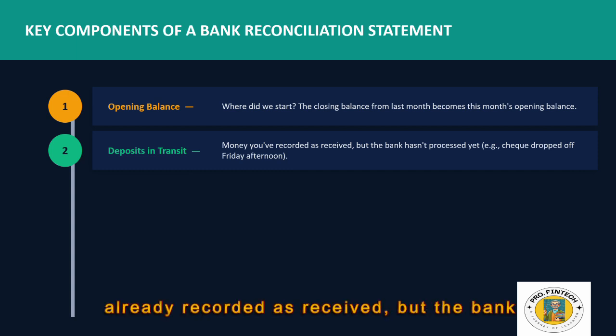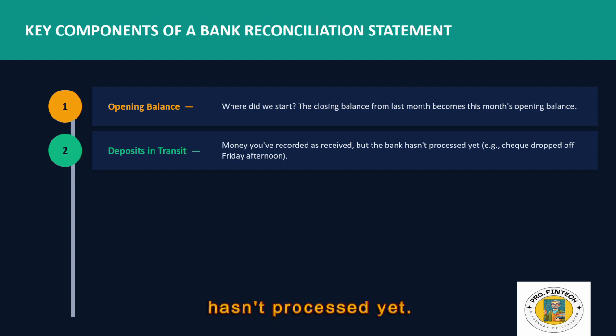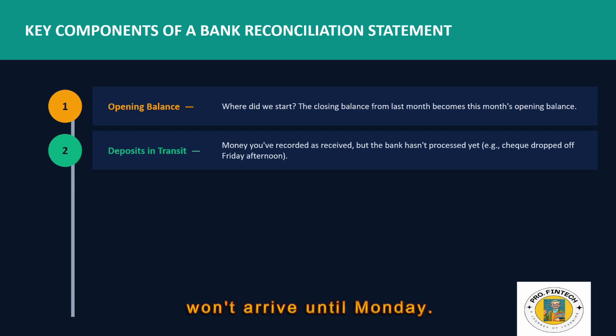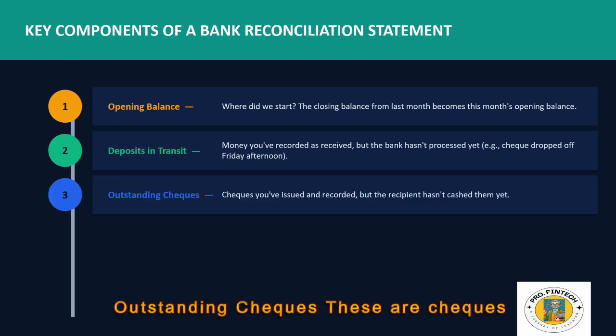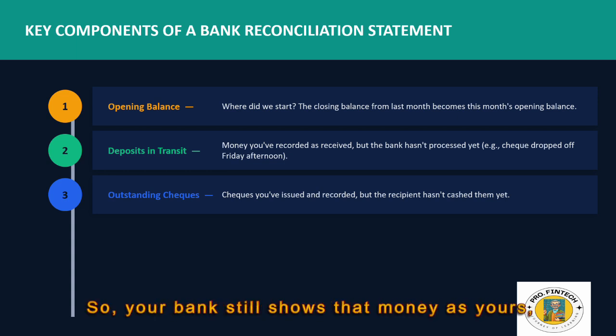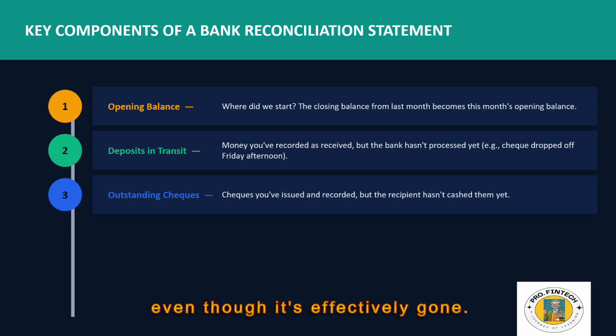Component two, deposits in transit. These are amounts you have already recorded as received, but the bank hasn't processed yet. Like dropping a check into the mailbox on a Friday afternoon. You know it's sent, but it won't arrive until Monday. Component three, outstanding checks. These are checks you have written and recorded in your books, but the recipient hasn't deposited them yet. So your bank still shows that money as yours, even though it's effectively gone.